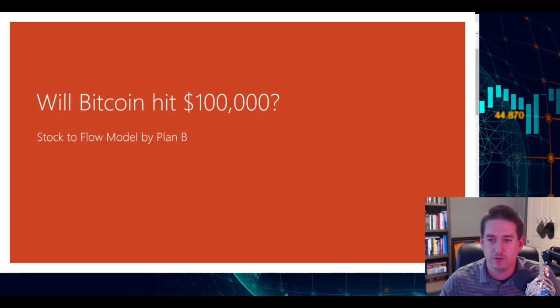Today we're going to go over Bitcoin's price prediction by Plan B using his stock to flow model. First, we just want to remind you guys that this is just a model. This is not investment advice. You got to do your own research, but it is a very interesting model, and so far it's looking to work out right for us.